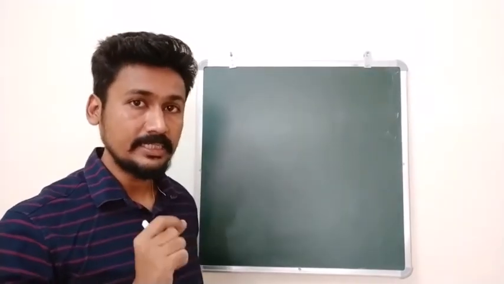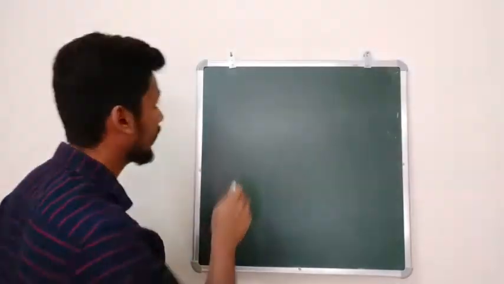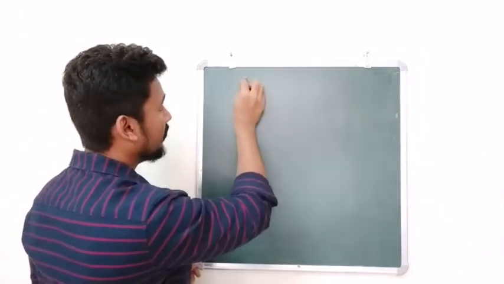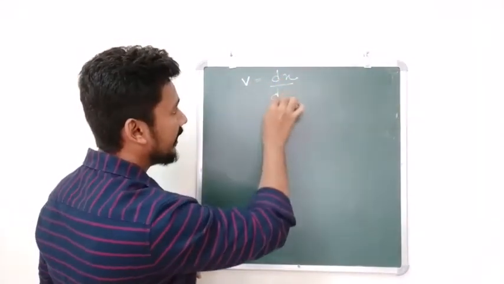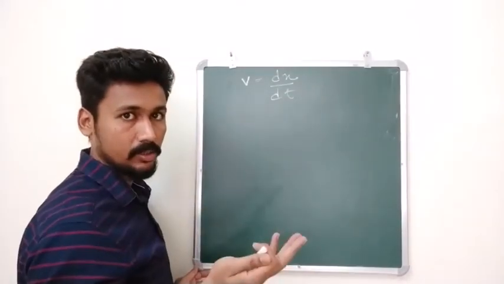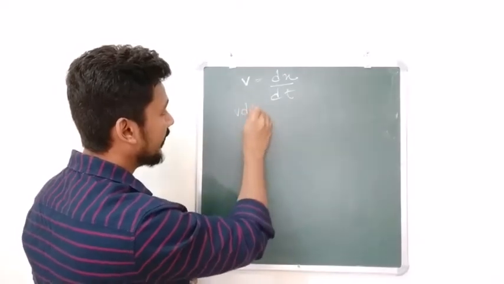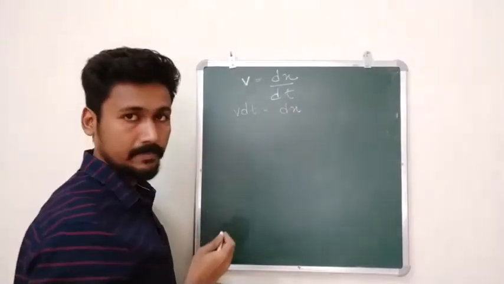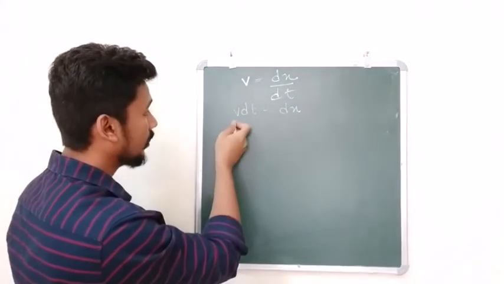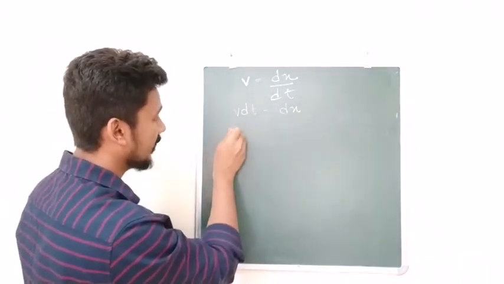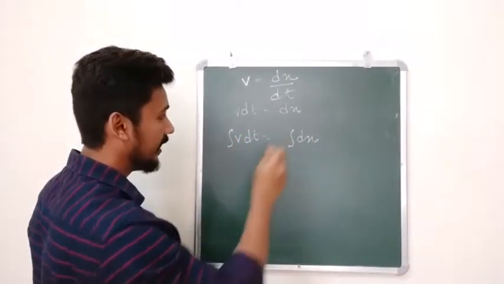Let us derive the second equation now, that is s is equal to ut plus half at square. So for this, here is what we will start. We know that v is equal to dx by dt. Once again we already saw this. So we can write this as v dt is equal to dx, and now you would have guessed we are going to integrate both the sides. So integrating both sides, integral of v dt is equal to integral of dx.